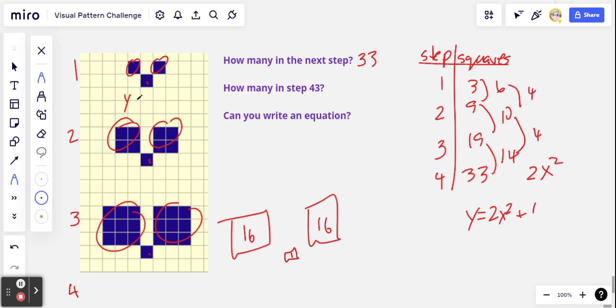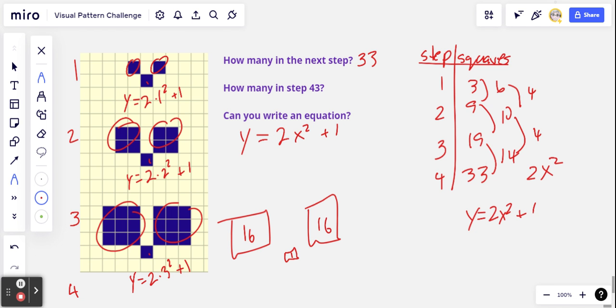So in step 1, we'd be saying y equals 2 times 1 squared plus 1. And that would be 2 plus 1 is 3. Yeah, that works. How about here? Y equals 2 times 2 squared plus 1. Well, 2 squared is 4 times 2 is 8 plus 1 is 9. And that's what we had in step 2. How about in step 3? Y equals 2 times 3 squared plus 1. So 3 squared is 9 times 2 is 18 plus 1 is 19. Yeah, checks out. So I think we can be pretty confident that our equation here is correct. Y equals 2x squared plus 1.